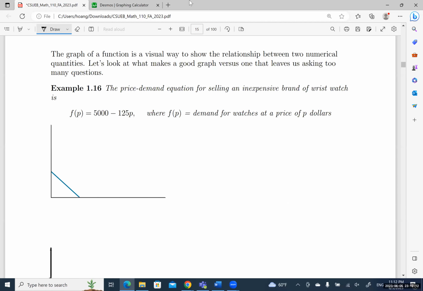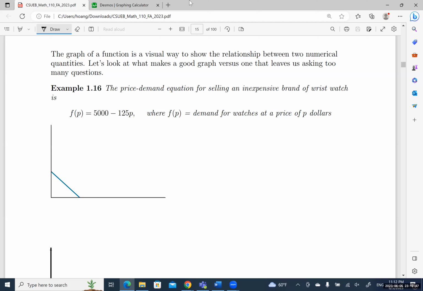And now, as I stated before, in this section we are mainly talking about how to graph a function. As you know, the graph of a function is a visual way to show the relationship between two numerical quantities. So let's look at what makes a good graph versus one that leaves us asking too many questions. So let's go ahead and work on the examples.